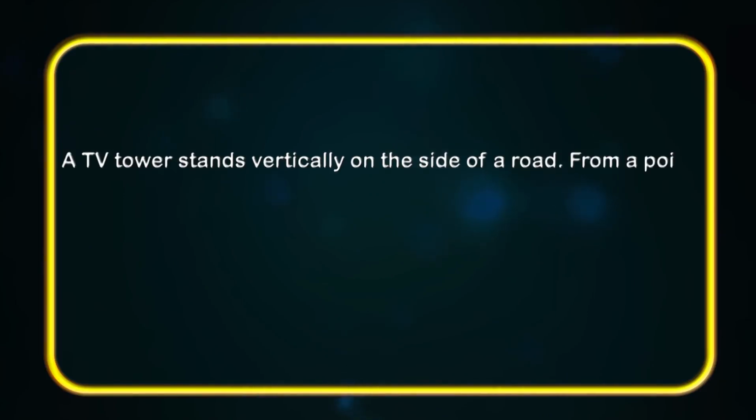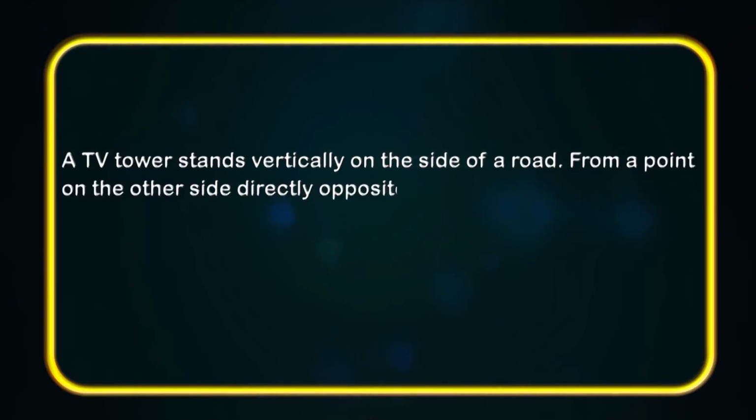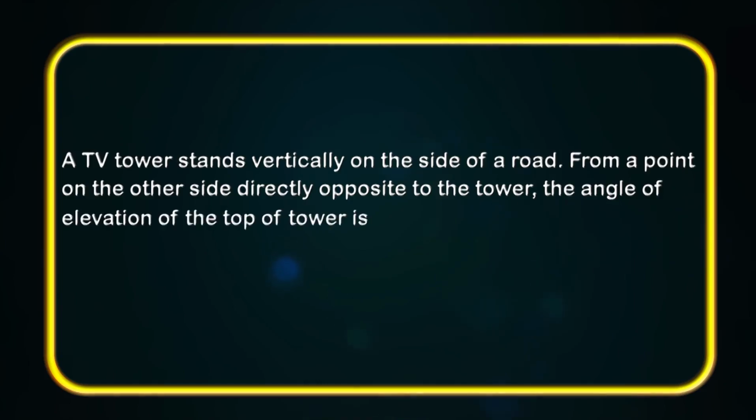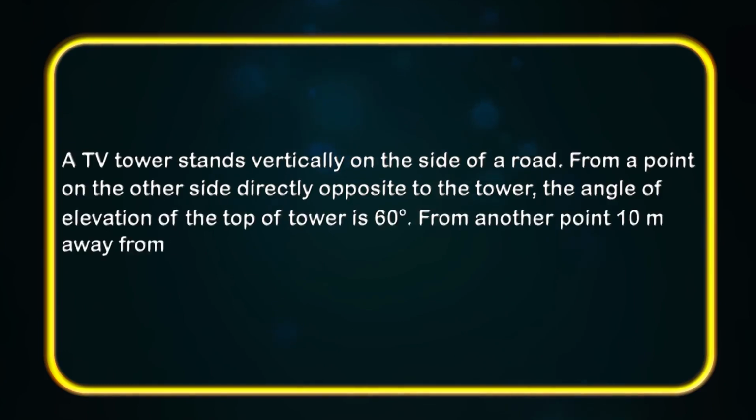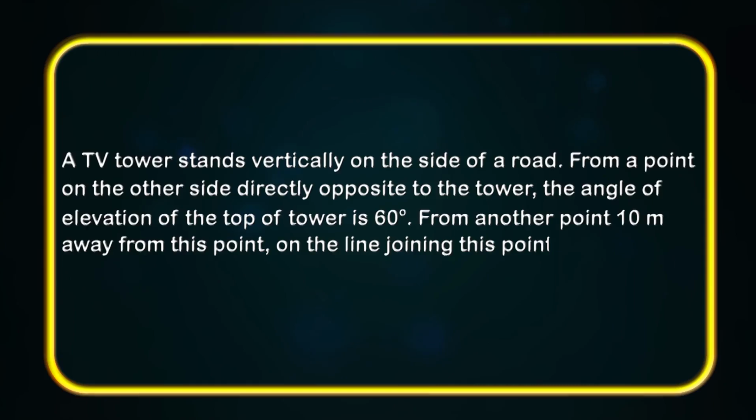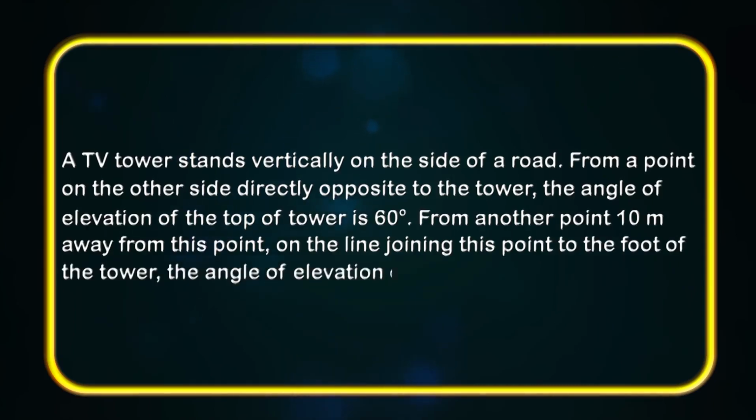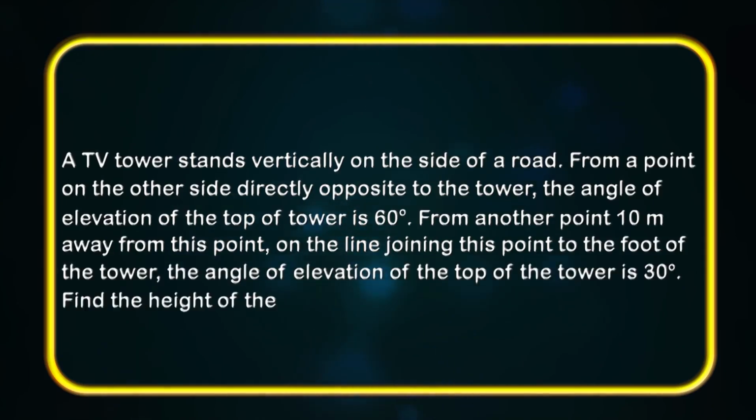A TV tower stands vertically on the side of a road. From a point on the other side directly opposite to the tower, the angle of elevation of the top of the tower is 60 degrees. From another point 10 meters away from this point, on the line joining this point to the foot of the tower, the angle of elevation of the top of the tower is 30 degrees. Find the height of the tower and the width of the road.